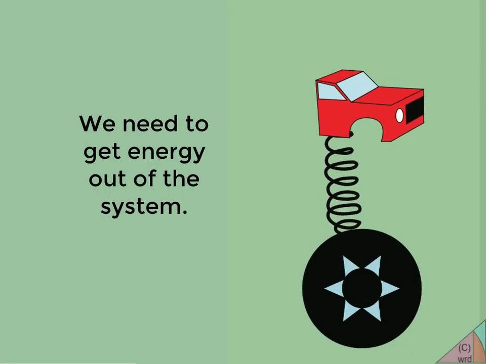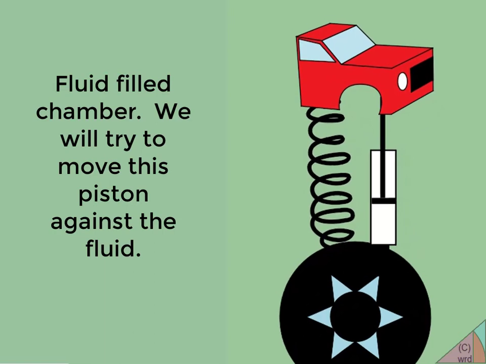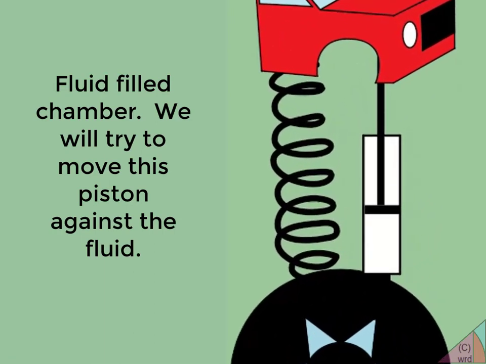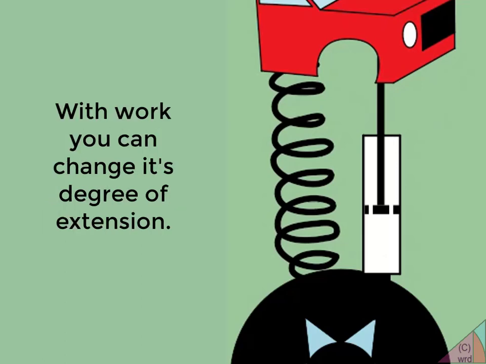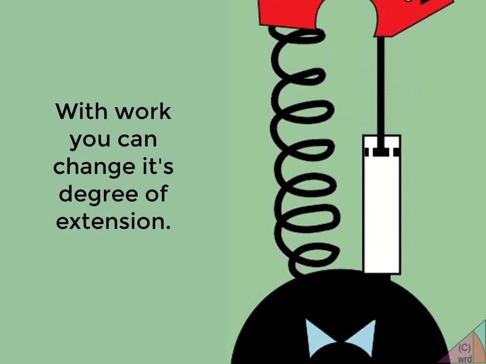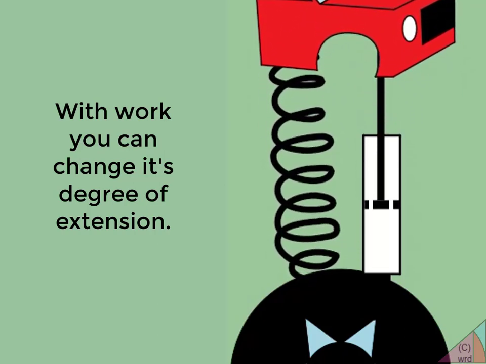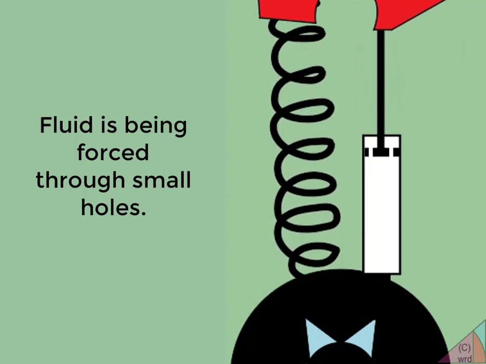Introducing our energy removal device. It is called a shock absorber, or damper, or dashpot. It is usually a fluid-filled chamber with a piston in the middle. The piston has holes drilled in it. If I pick up the absorber, I find I can change its degree of extension if I push on it or pull on it with lots of force for some period of time. I am forcing fluid through the small holes.